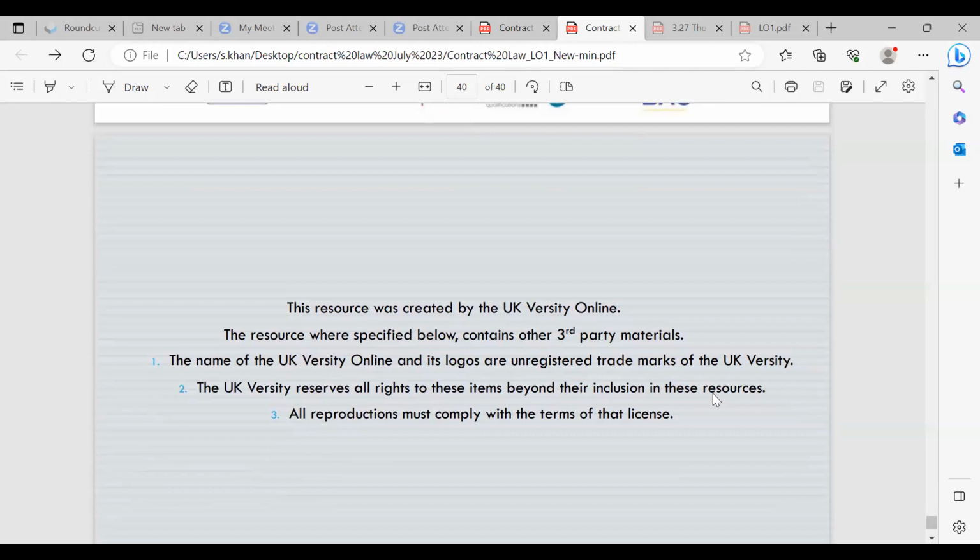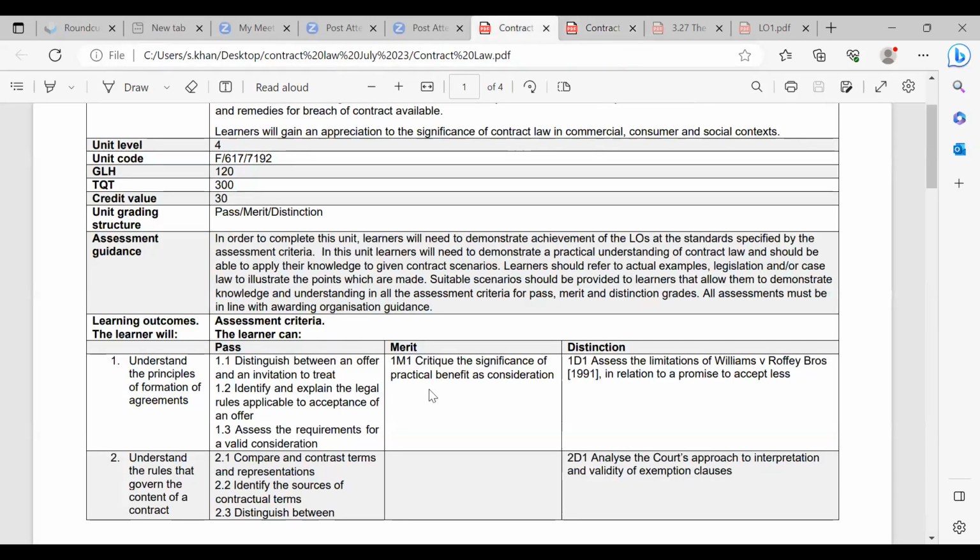Now we've looked at learning outcome 1. The next learning outcome we'll be looking at will be learning outcome 2, which is understanding the rules that govern the content of a contract.